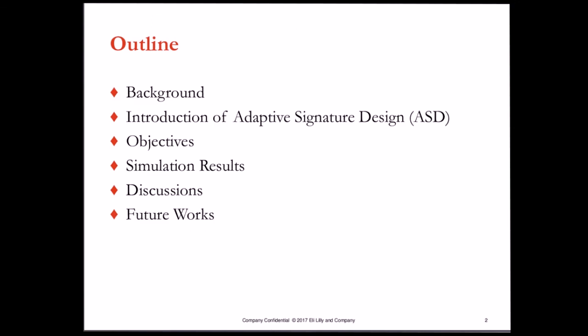On page 2, here's an outline of the talk. So I will first provide some background on the biomarker-driven trial designs, followed by a more detailed introduction of the two-stage adaptive signature design, or ASD for short, the focus of the current research, and the objectives. Part of the simulation results will be shown, and some practical considerations will be discussed. I will conclude my talk by outlining some future works.